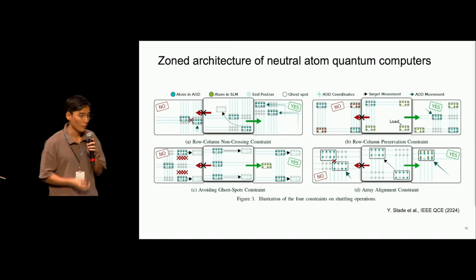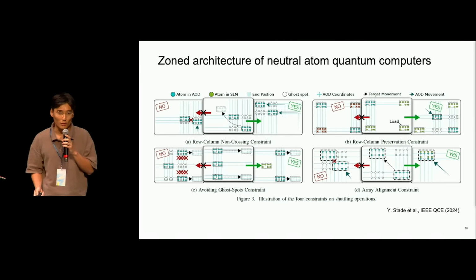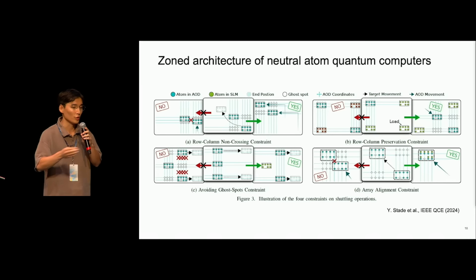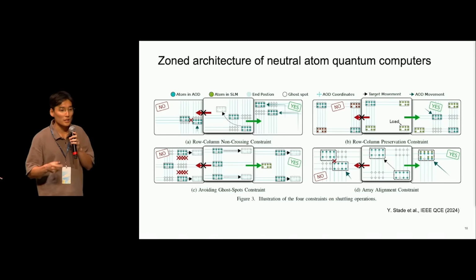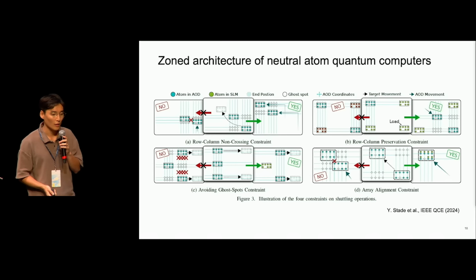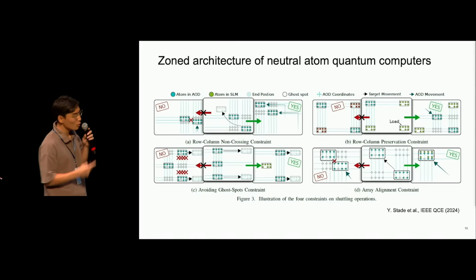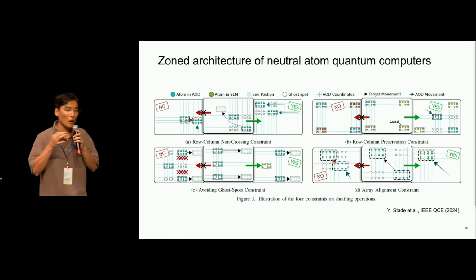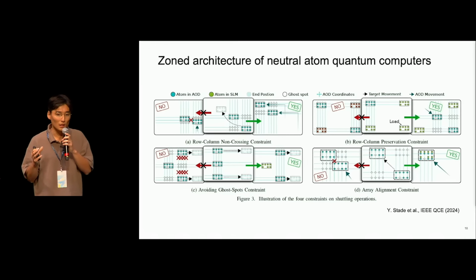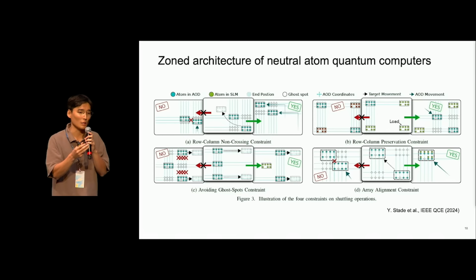But there's a caveat. We can't just arbitrarily move the atoms around. As we're using laser beams to move around the atoms, there are certain constraints that need to be satisfied. For example, what you see on the top left corner is that the rows and columns that define a block of atoms cannot cross the rows and columns of the other block.